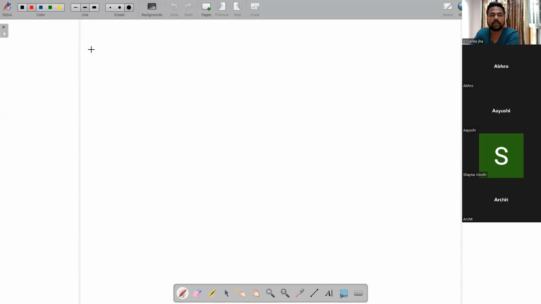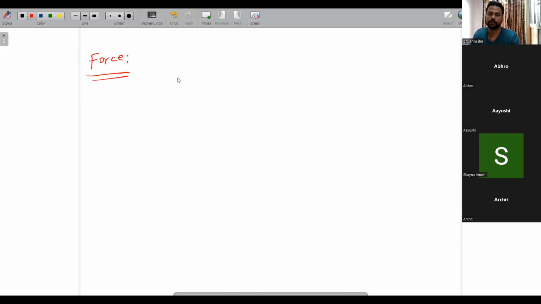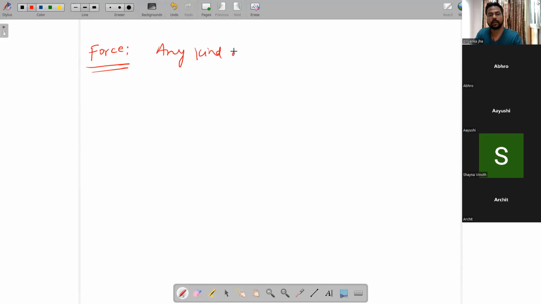So before that, we need to understand what is force. Can anyone tell what is force? Any kind of push or pull is known as force. Suppose on a surface, if any block is kept and you want to push this block or you want to pull this block, so like this push and pull are known as force. This is your force.